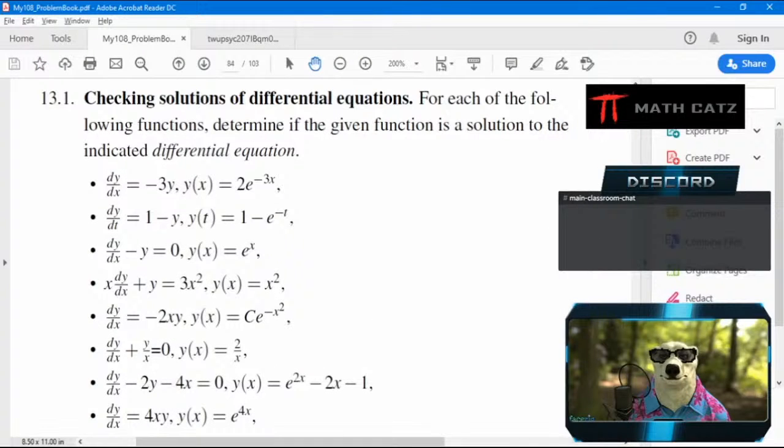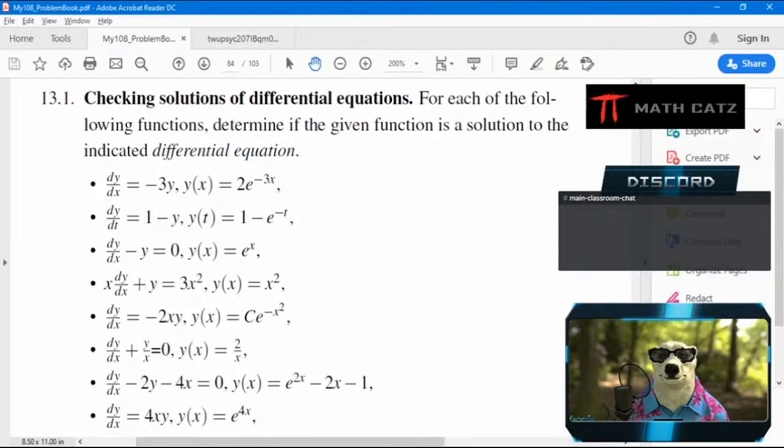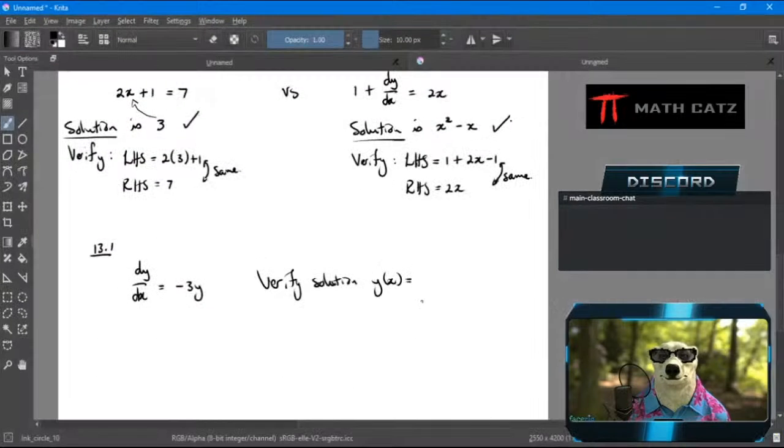What is it? It is dy dx equals 3 times y. So dy dx, is it negative? Yeah, negative 3 times y. And I want to verify the solution function y of x, 2 times e to the negative 3x. All right.